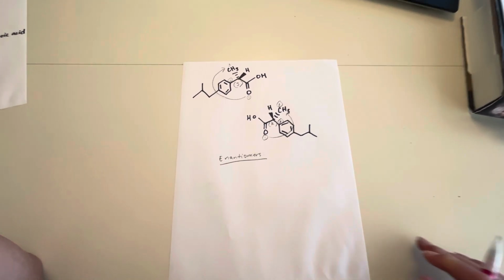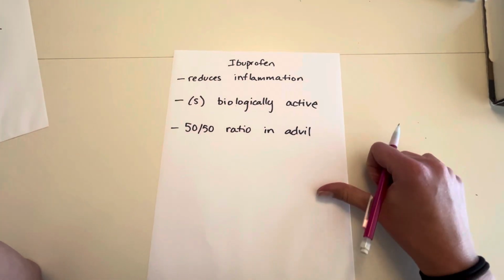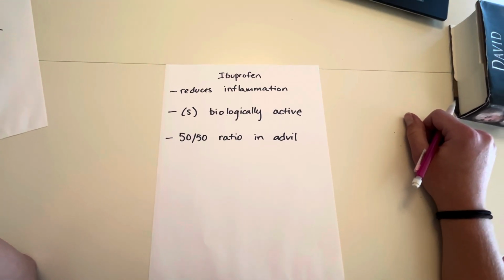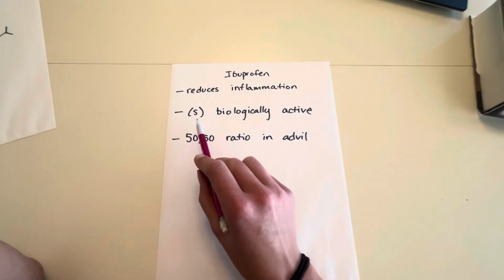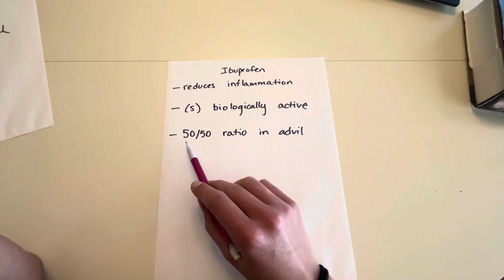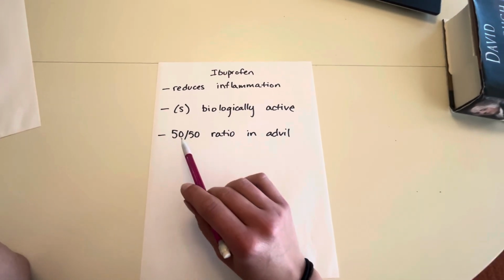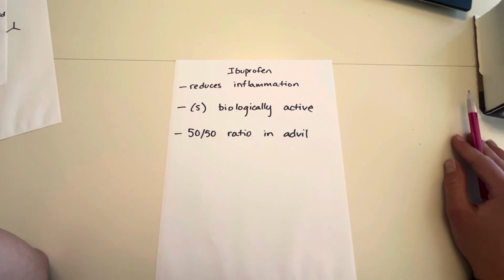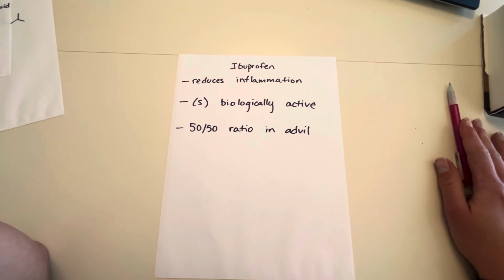What I thought was really interesting about this is that ibuprofen is used for inflammation. A lot of people take it for headaches or aches and pains, but the only biologically active ingredient in it is the S conformation. However, the pills like Advil come in 50-50 ratios of S to R conformation. So really only half of the pill you're taking is biologically active. And I thought this was cool because it's such a small change, but makes a really big difference.